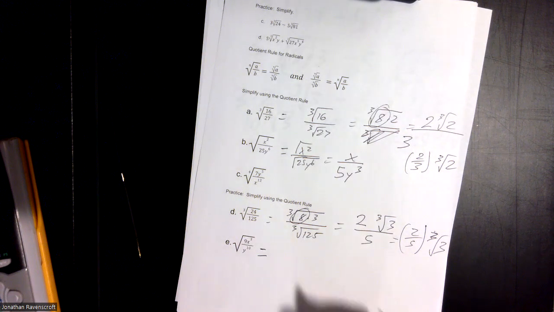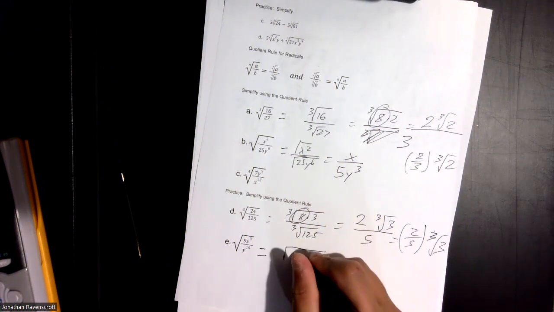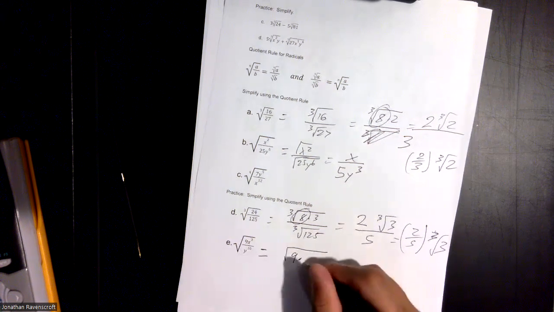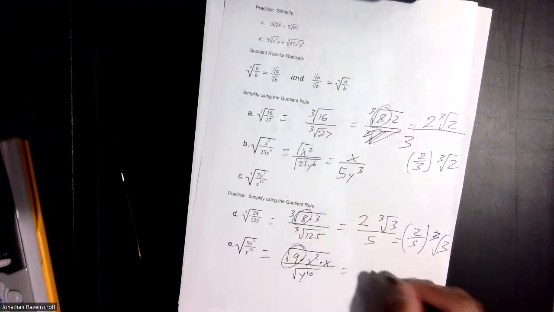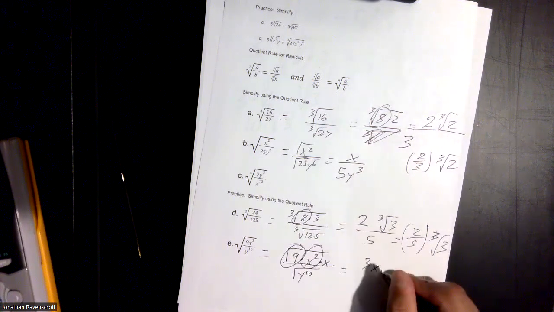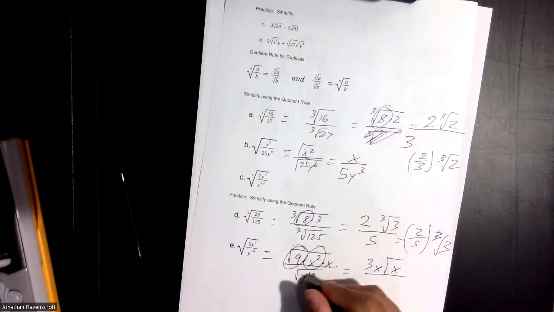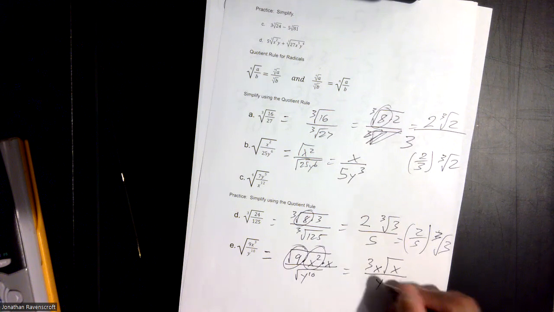Very similar on this next one. Square root of 9. I'm going to change that to x squared and x over square root of y to the 10th. Square root of 9 is 3. Square root of x squared is x. This stays underneath. Y to the 10th square root, it'll be y to the 5th. And then we're done.